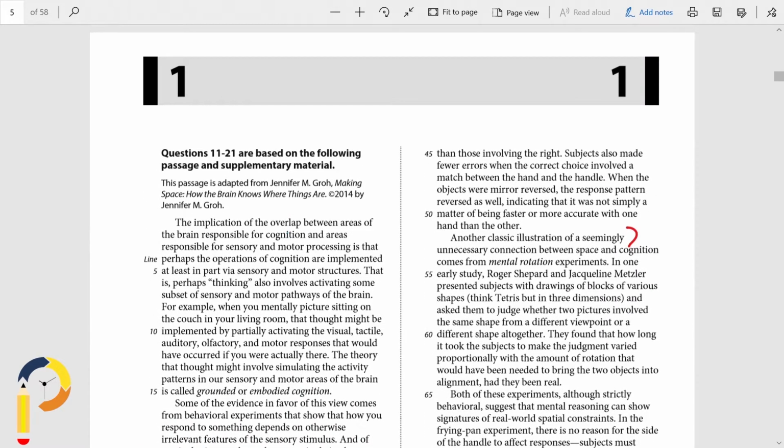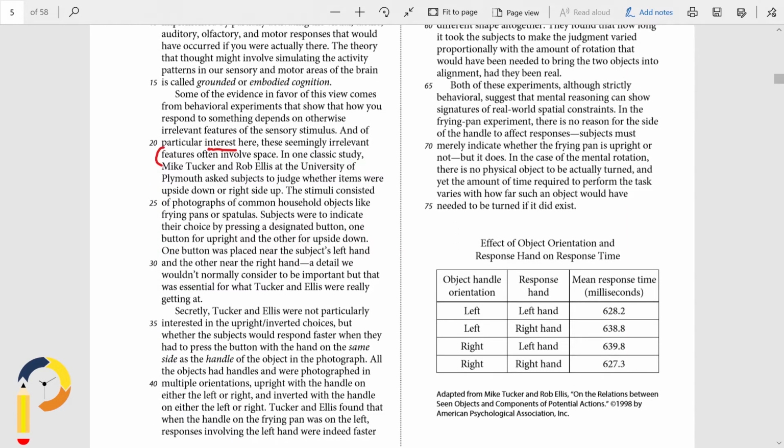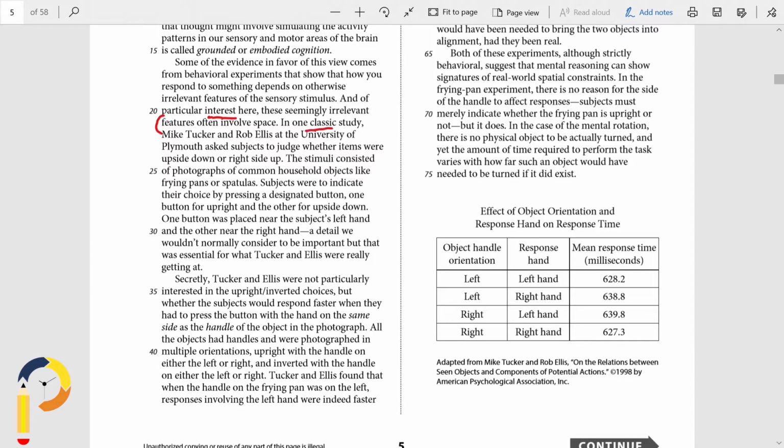Subjects also made fewer errors when the correct choice involved a match between the hand and the handle. When the objects were mirror reversed, the response pattern reversed as well, indicating that it was not simply a matter of being faster or more accurate with one hand than the other. All right, so what would the word classic mean here in reference to this particular study?